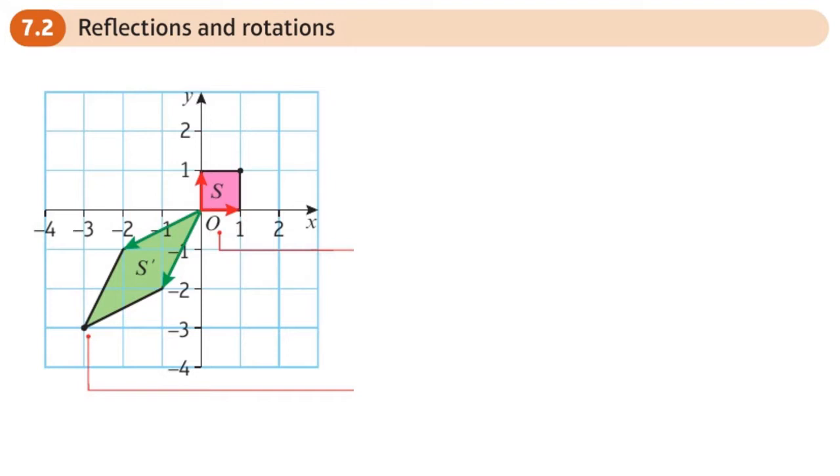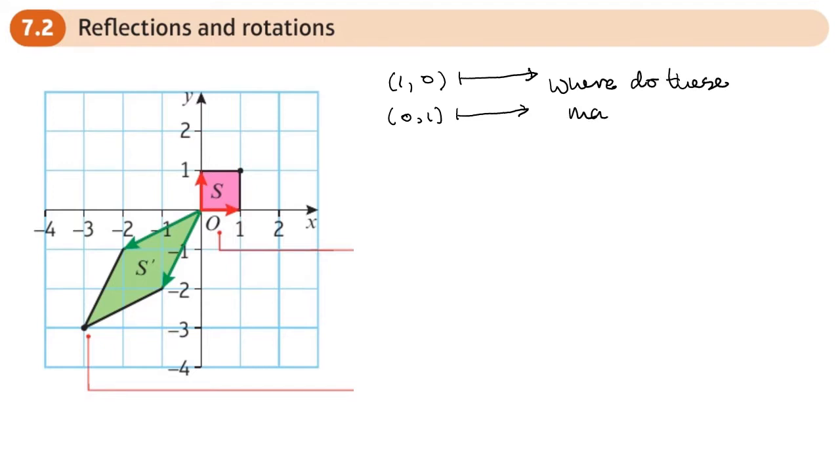Now, how are we going to do that? Well, what we do is we are going to look at where the points 1, 0 and 0, 1 go. We're going to see where the points 1, 0 and 0, 1 map to. Now, why those 2 points in particular? Right, let's have a look.